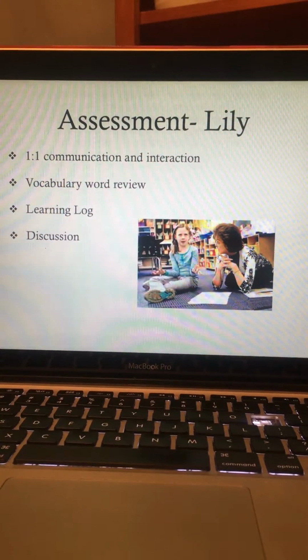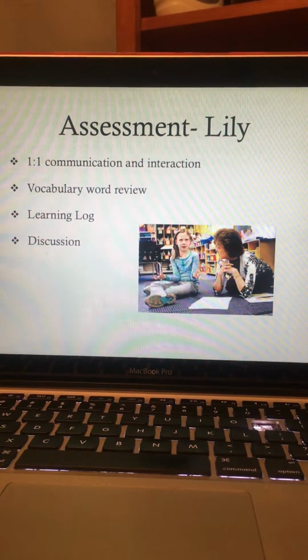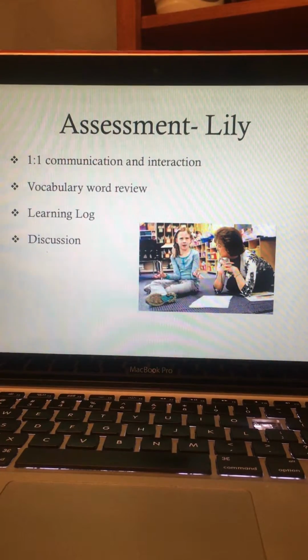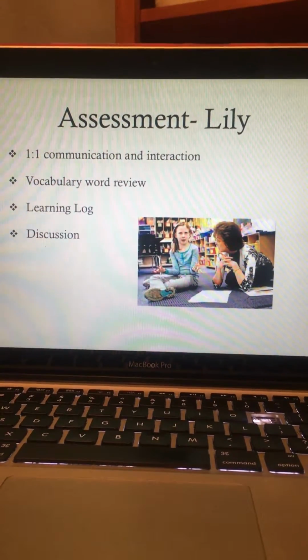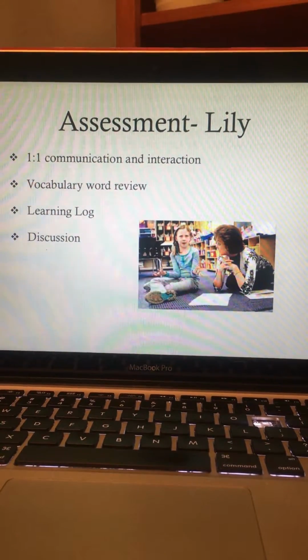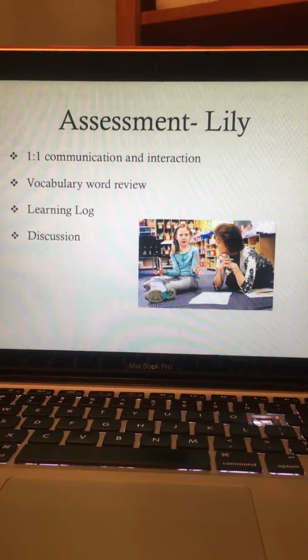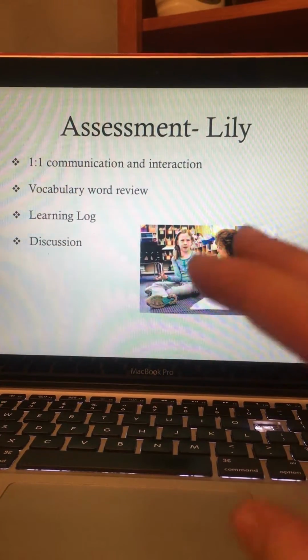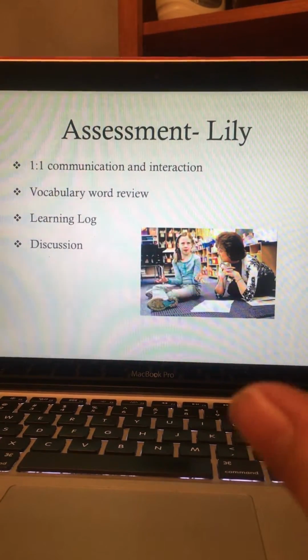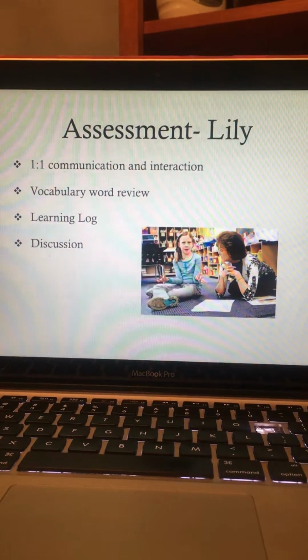And then for the learning log as well, I think it would be beneficial to discuss one-on-one with the adult before she went into writing her facts, so the adult can help her kind of narrow in on what the best things would be to write about. And discussion is key throughout this. The communication, the interaction, and the discussion part are what really helps me get a better feel of what Lily knows.